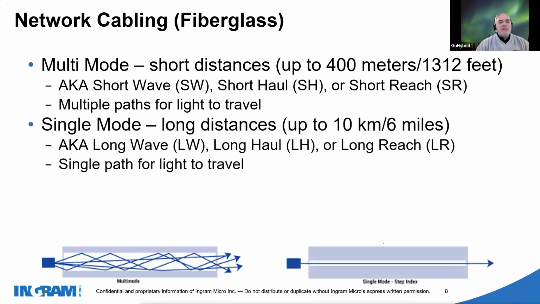So we have single mode cables. Single mode cables, also known as long wave or long haul or long reach, have a single path for light to travel. So there's not a lot of room for it to bounce around. So at this point, it's forced that any light pulses that are put into the cable come out the far end of the cable in the same order. Those single mode cables are good for distances of up to 6 miles or so long.